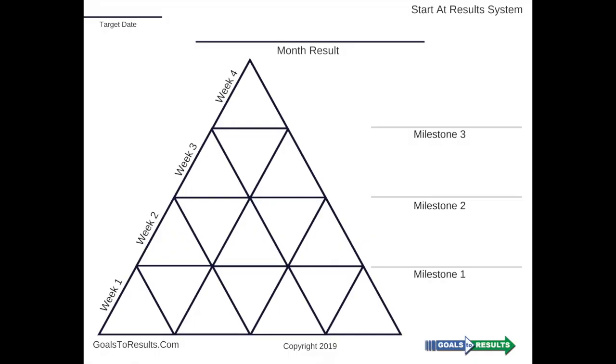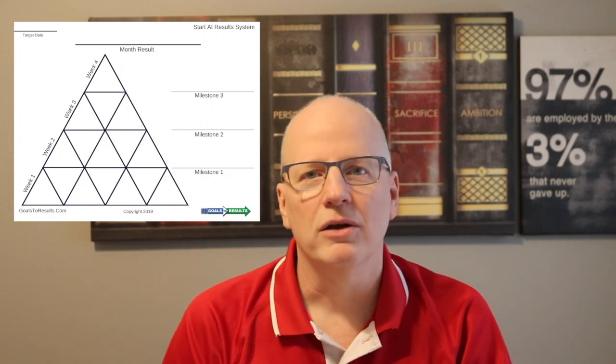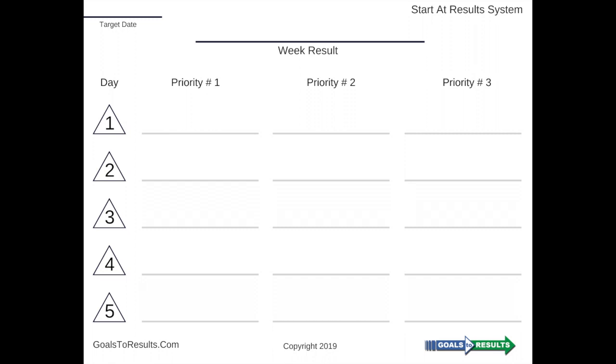Now you're going to take the first month and you're going to make another triangle. And it's going to be week 1, week 2, week 3, week 4 with the result on top. And after each week, there is a milestone that you're going to get to reach that 1 month milestone. And then for that 1 week, you're going to have another set of triangles that you're going to get your top priorities done every single day to work towards that milestone for the week.